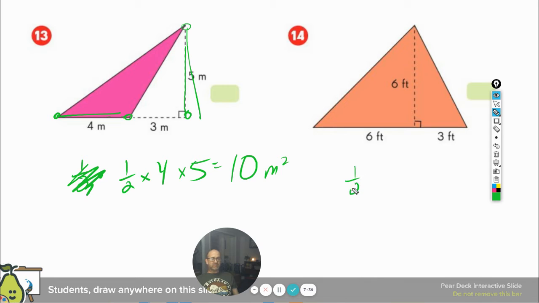And then here I'm going to do 1/2 times 6 plus 3 is 9. And then my height is 6. But because of the commutative property of multiplication, I can do it in any order. So I'm going 1/2 times 6 times 9, because it doesn't change the result. 1/2 times 6 is 3 times 9 equals 27 feet squared.